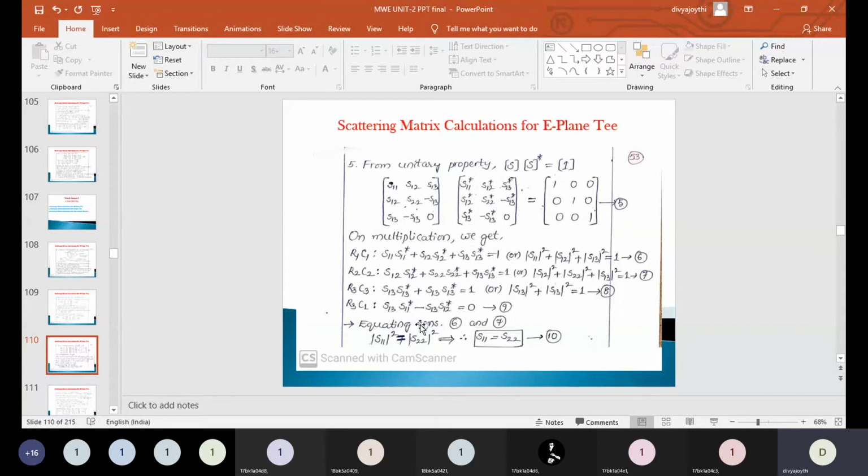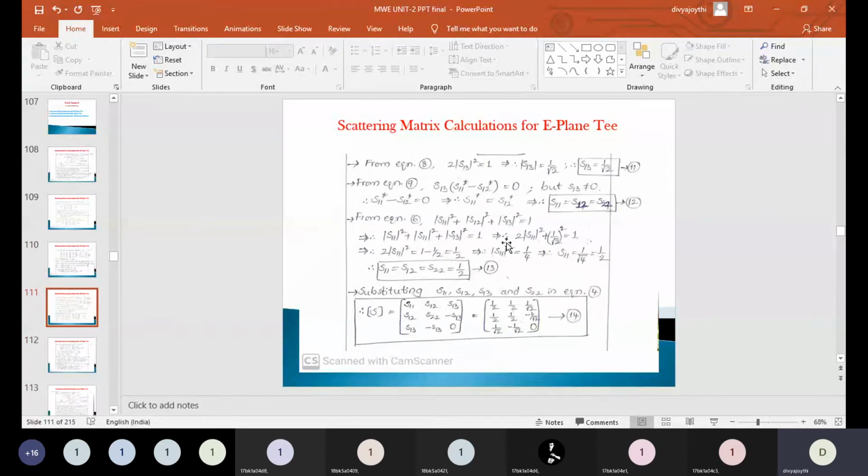Whatever mathematical analysis we followed for H plane, the same will be applied here by following the properties. So equating equations 6 and 7, there also we have done the same thing because the RHS are equal. Here S13 gets cancelled, S12 gets cancelled, and S11 will be equal to S22.